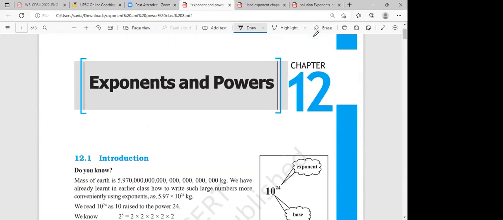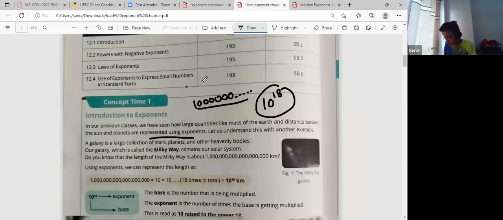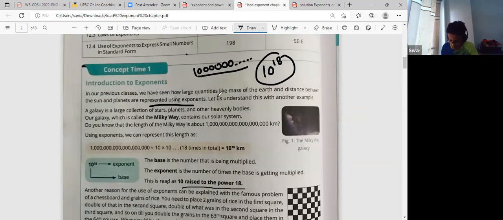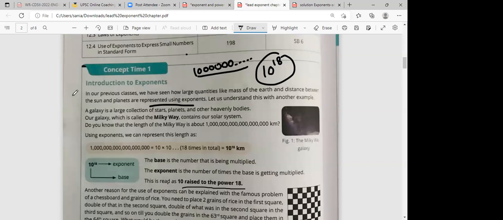So just put a heading, exponents and powers chapter, and then write hashtag exponents. Then write: large quantities are represented using exponents. Okay, ma'am.